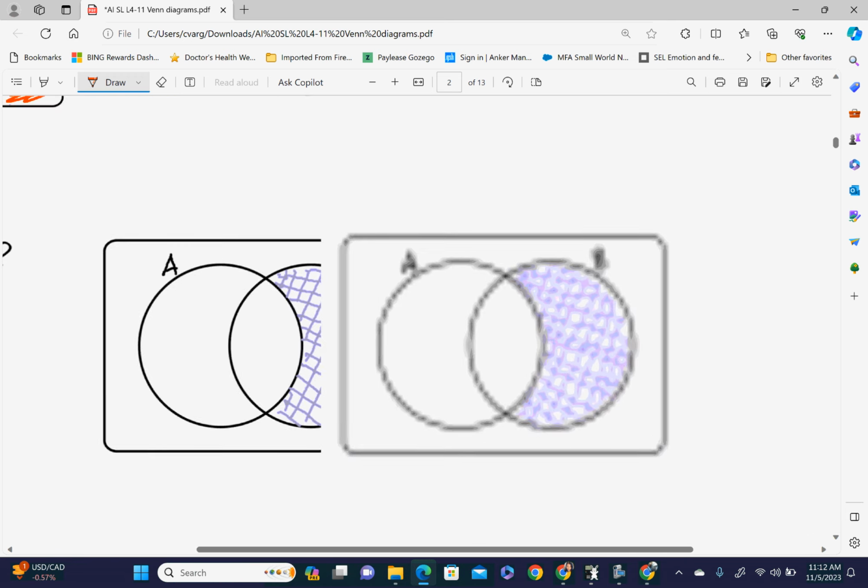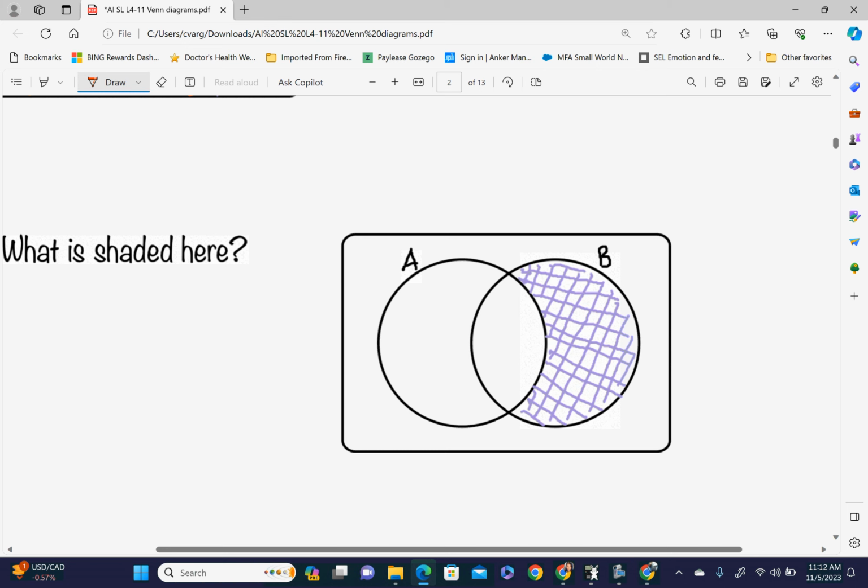All right, so what is shaded here? Let's take a look at this. It looks like there's nothing of A shaded, there's nothing of the neither shaded. But what's shaded here looks like it's only what's in B. So how do we write this? Is it anything with A? No, it's not A, and it's B.